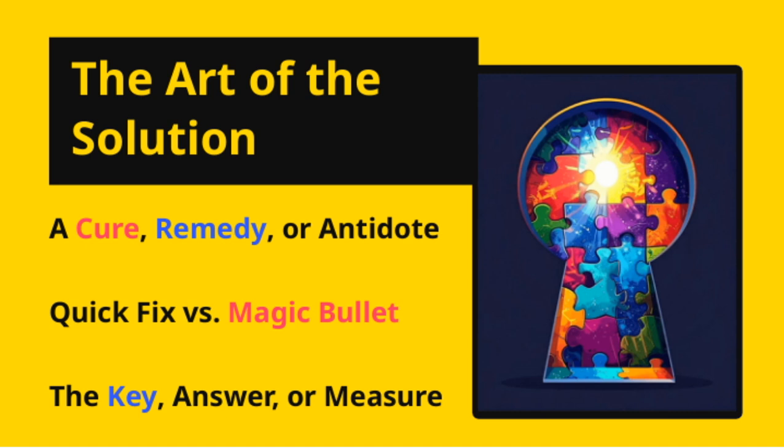Next, we have the idea of a quick fix versus a magic bullet. Now, a quick fix might seem appealing because it offers an immediate, simple solution, but often it's just a temporary patch. On the other hand, a magic bullet suggests a perfect, one-size-fits-all answer that can be tempting but rarely exists in complex situations. Moving on, we consider a cure, remedy, or antidote. These imply solutions that actually address the root cause, providing a more lasting and effective resolution. It's about going beyond surface-level fixes and tackling the core issues.